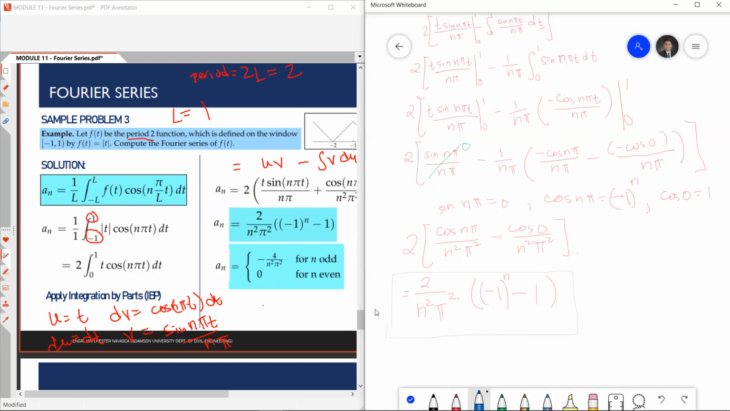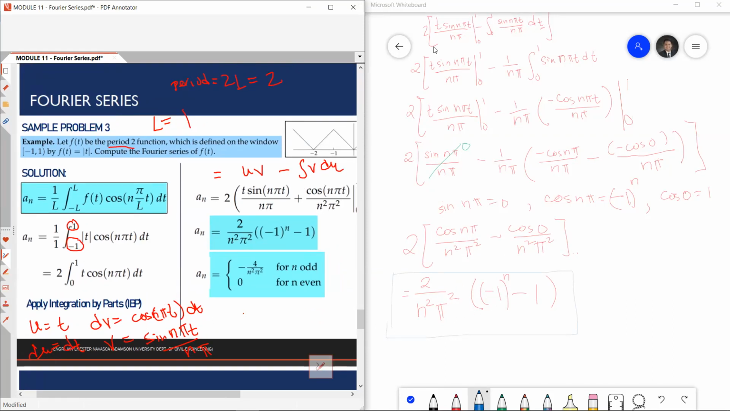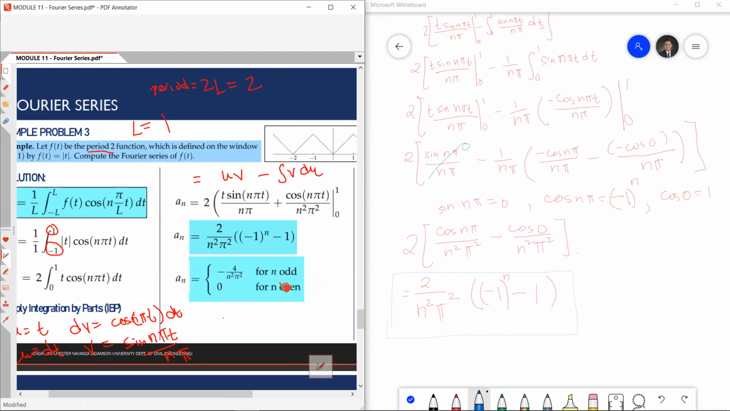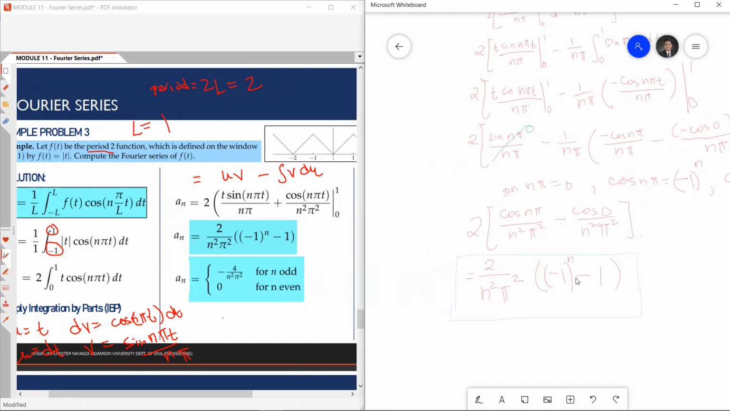However, pwede na to, pwede na ganito yung answer, or pwede ihiwalay natin siya. Kapag value of n is odd, so ano ba yung mga odd number? 1, 3, 5, 7, 9. So kapag 1, 3, 5, 7, 9, ang value of negative 1 raised to n is negative 1, di ba? Negative 1 raised to 1 is negative 1. Negative 1 raised to 3, negative 1. Negative 1 raised to 5 is negative 1. So that is why negative 1 minus negative 1 is negative 2 times 2. That is negative 4 over n squared pi squared. For n that is odd.